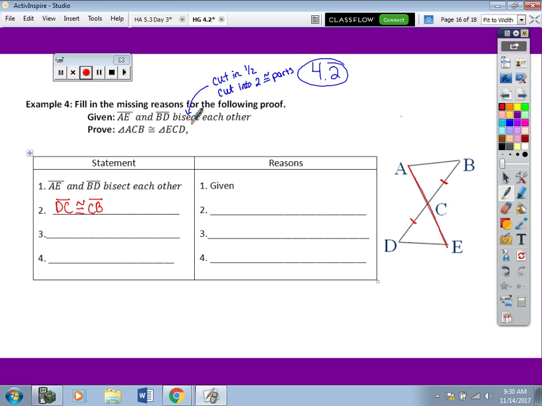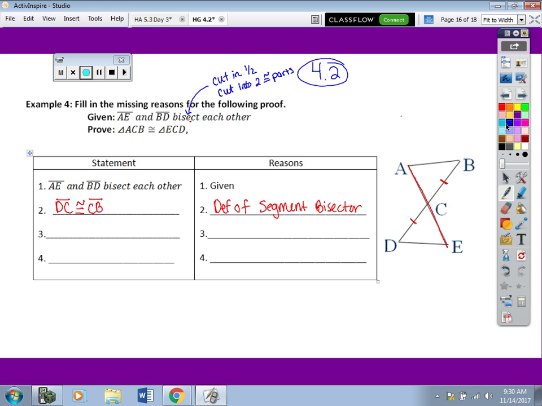What did I use? I used the word bisector, which means I'm using the definition of that word. Now you cannot say definition of a bisector. It's definition of a segment bisector. I'm just talking to myself on the video. Yeah, I just get this all the time.